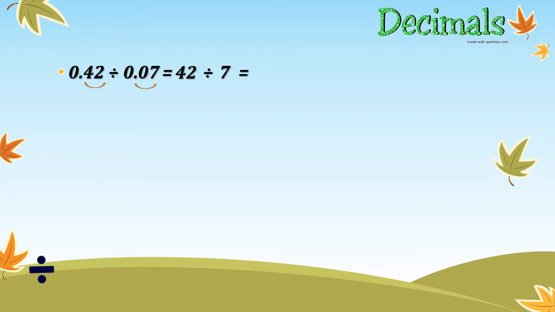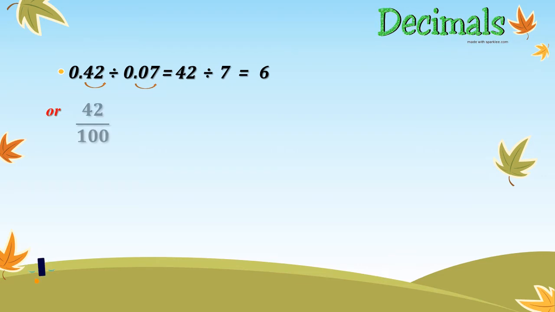What I do with the dividend, I do with the divisor, or the reverse. What we do in the divisor, we must do with what? With the dividend. If you multiply by 100 in the divisor to remove the decimal, you will multiply by 100 in the dividend. So the answer will be 42 divided by 7. Now it's easy. 42 divided by 7 equals 6.